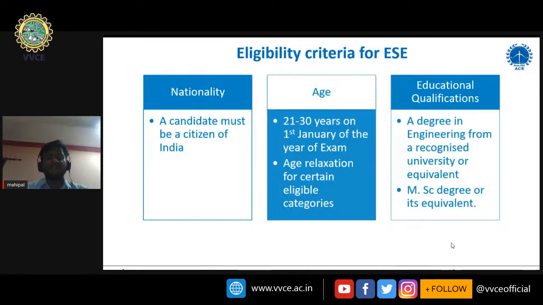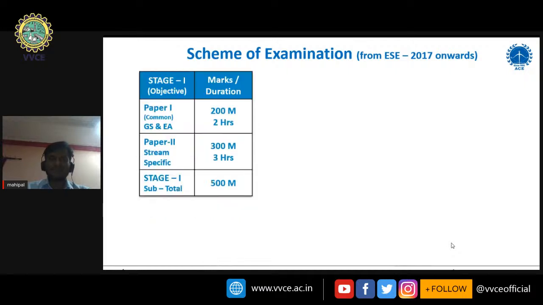Rest of the two eligibility criteria you're going to fulfill very, very easily. So what is the examination model which is being implemented from 2017? From 2017, the examination has been divided into 3 stages. Stage 1, this is called prelims also, which is in objective nature. Paper 1, paper 2. You have got 2 papers. One is for 200 marks, another one is for 300 marks. So 500 marks. So what is required in order to go to the second stage?